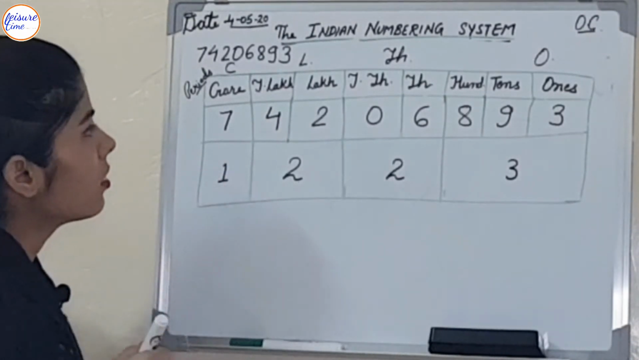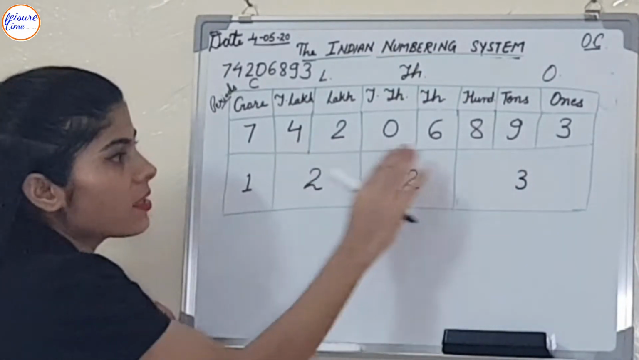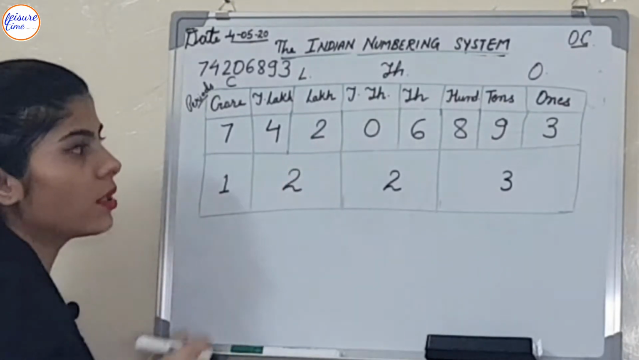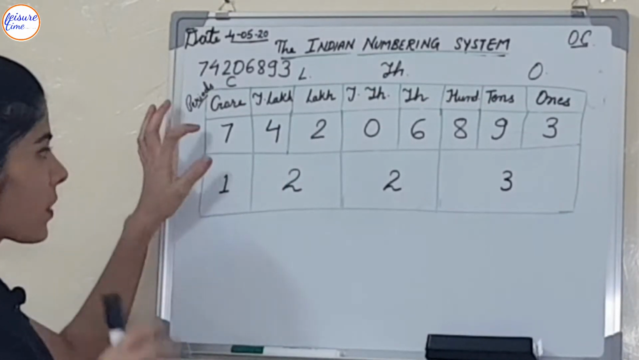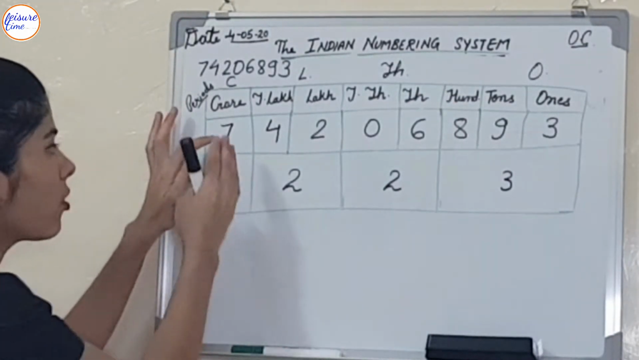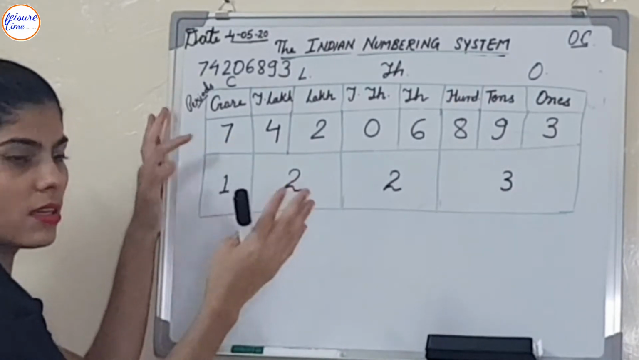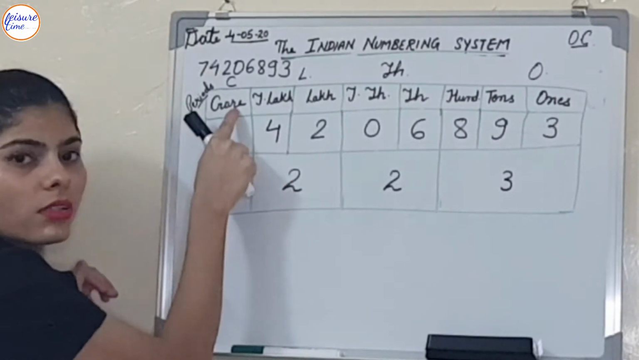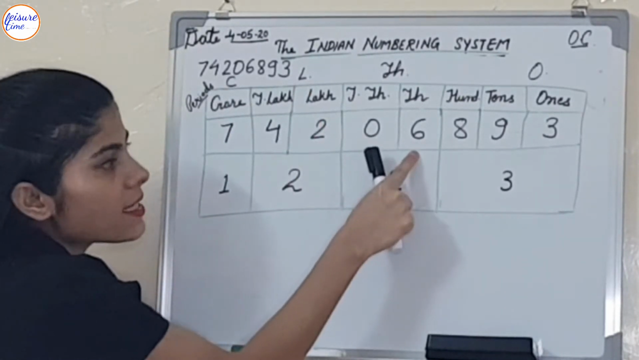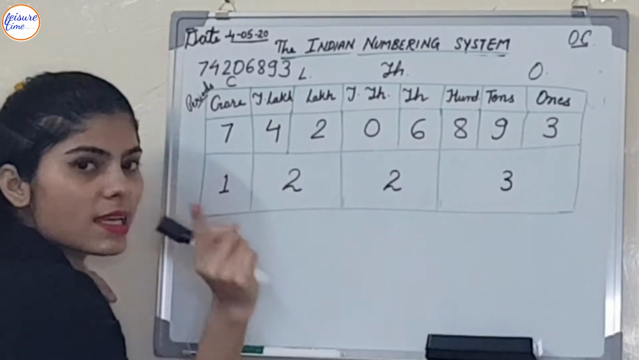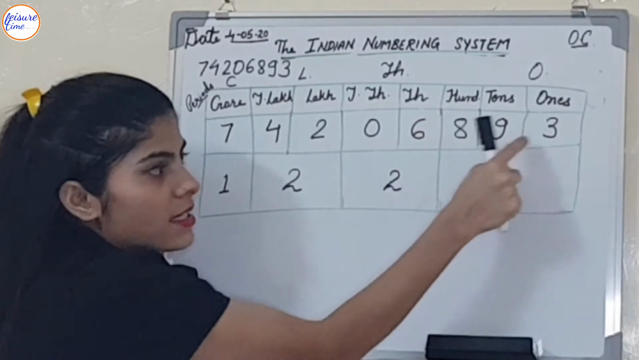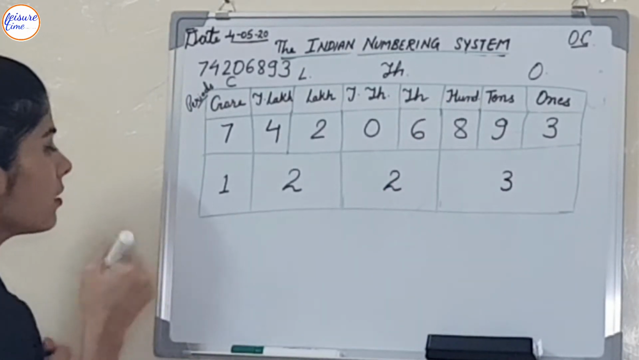So now we need to write this number in words. How will you write this number? Firstly, from the left hand side we are going to read it: 7 crore, 42 lakh, 6,000. 06 means the 6,000 group. Now 893. How will you write it in words?